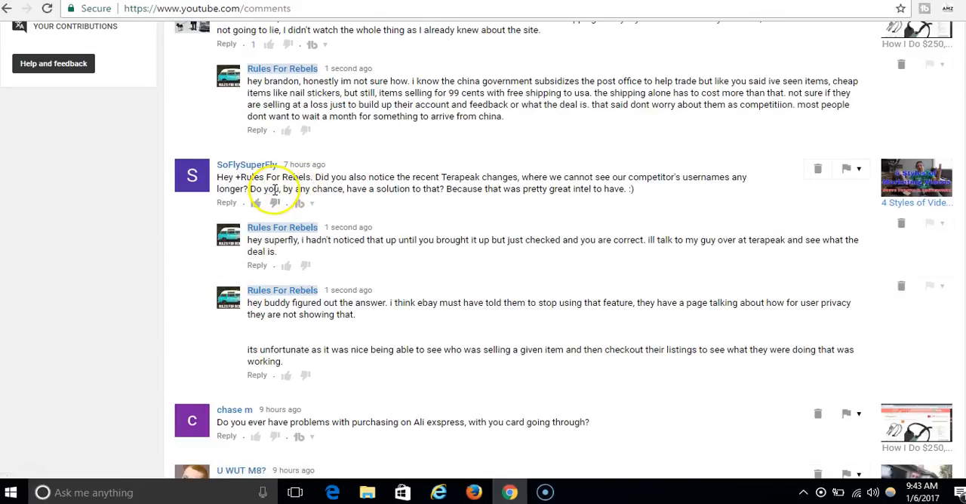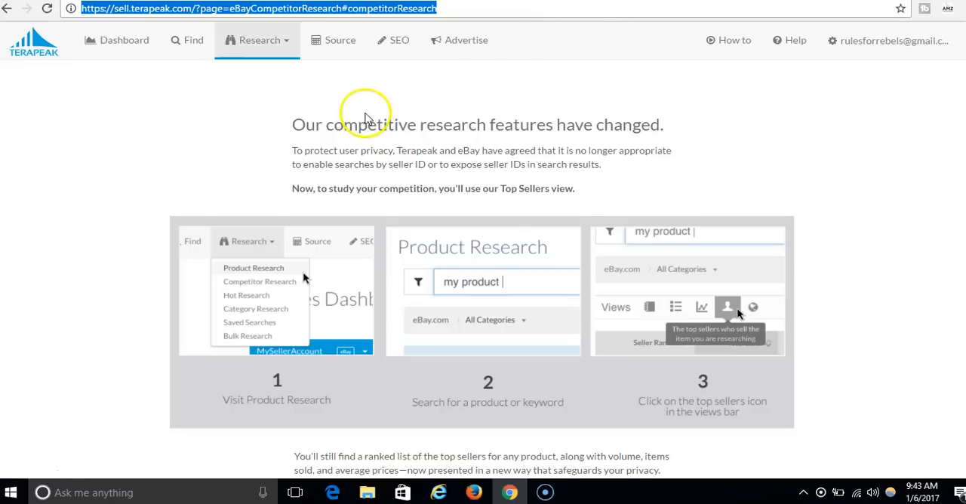Rules for Rebels here, and Superfly had dropped a message. He said, "Hey, Rules for Rebels, did you notice the recent Terapeak changes where we cannot see our competitors' usernames any longer? Do you, by any chance, have a solution to that?" So I hadn't noticed that. It's been a few days or a week or whatever since I've been on Terapeak.